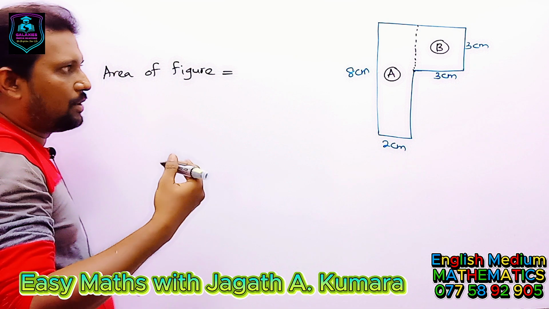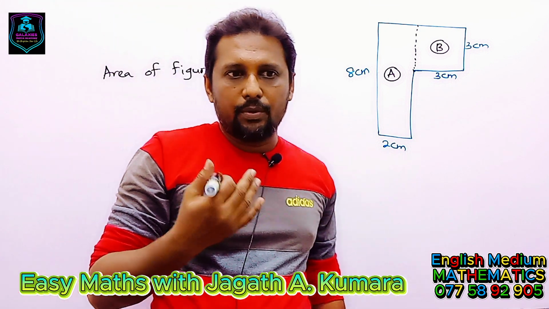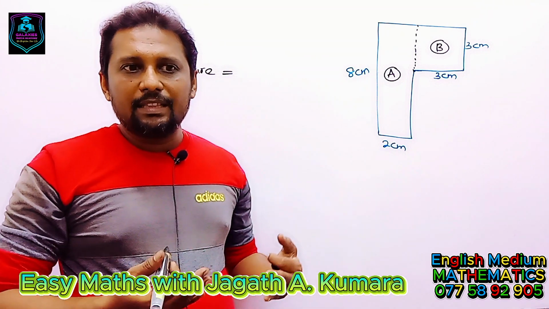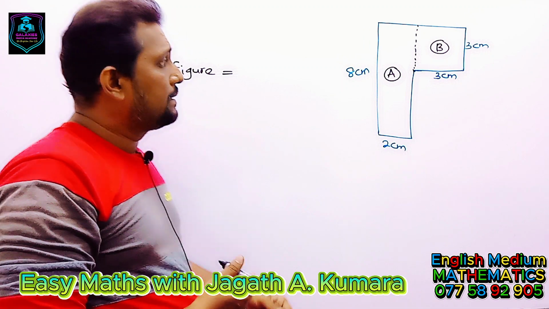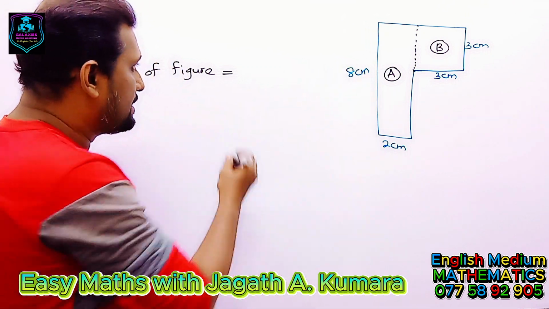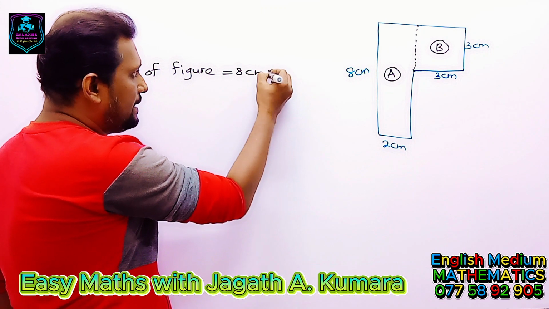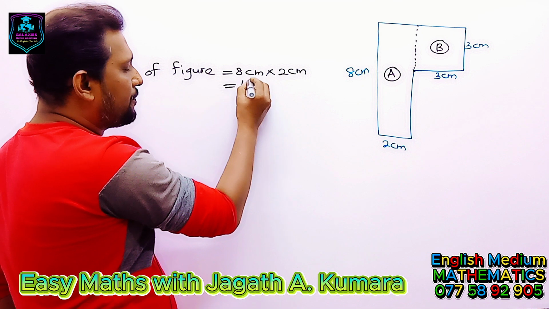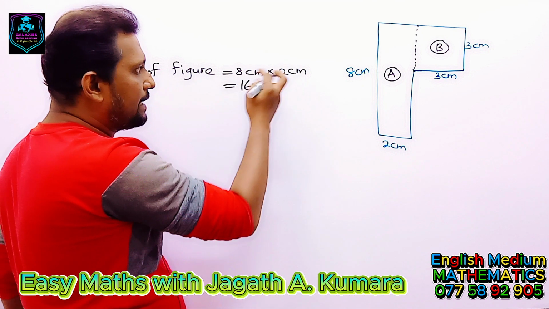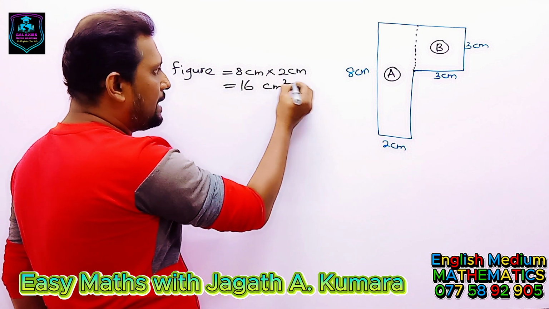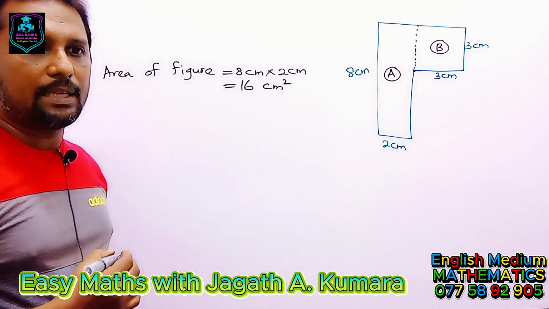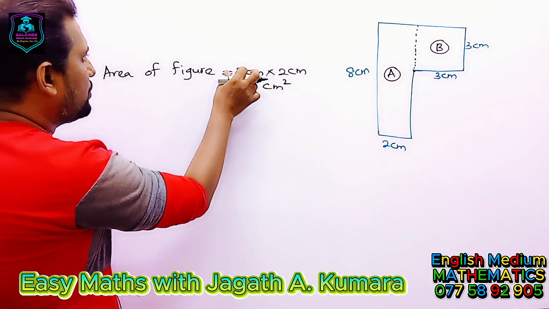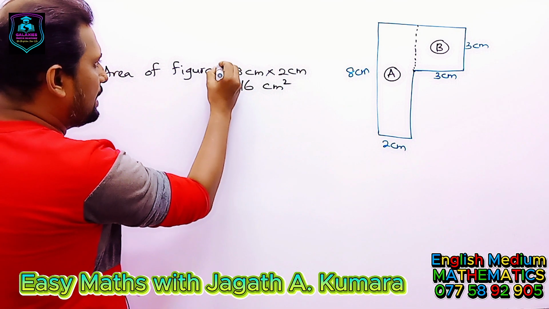Also we discussed how you can find the area of rectangles and squares. Area equals length multiply breadth, right? So this length is 8 centimeters, breadth is 2 centimeters. By multiplying these two, you can find the figure A area. 8 times 2 is 16. So the area is 16 square centimeters, right? Like this you can find figure A's area.